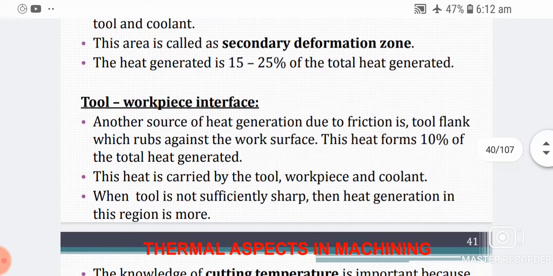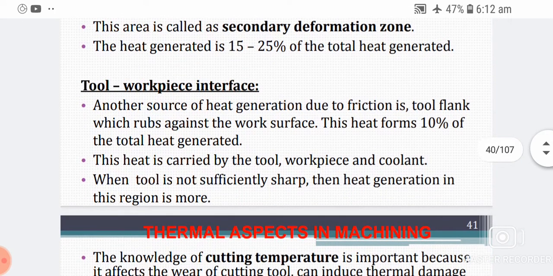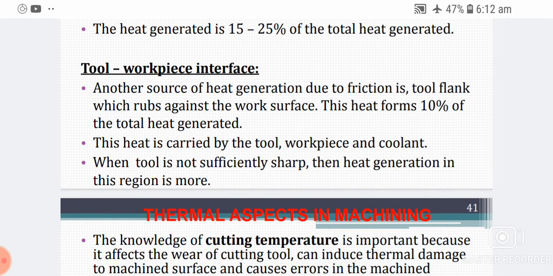Next is the tool workpiece interface. Another source of heat generation due to friction is the tool flank, which rubs against the work surface. This forms about 10% of the total heat generated. The heat is carried by the tool, workpiece and coolant. When the tool is not sufficiently sharp, heat generation in this region is more.